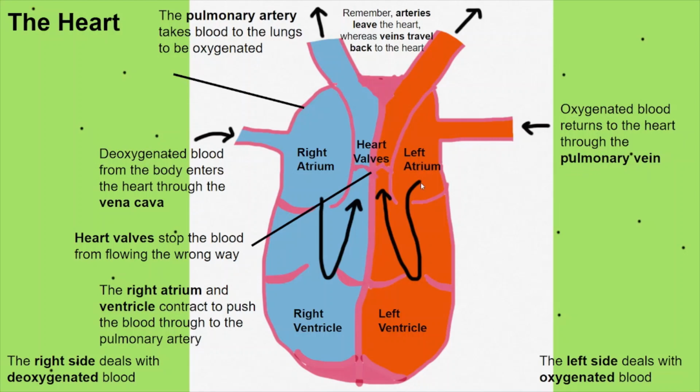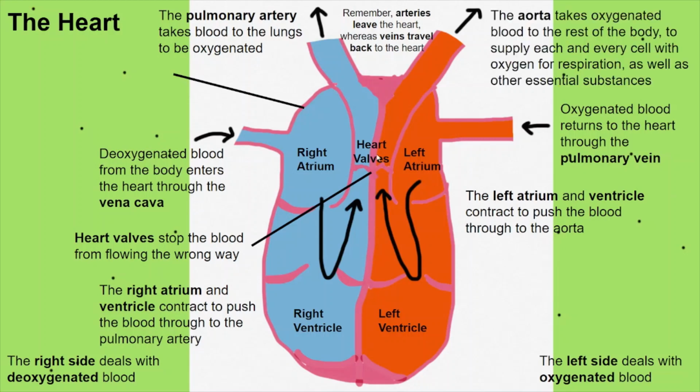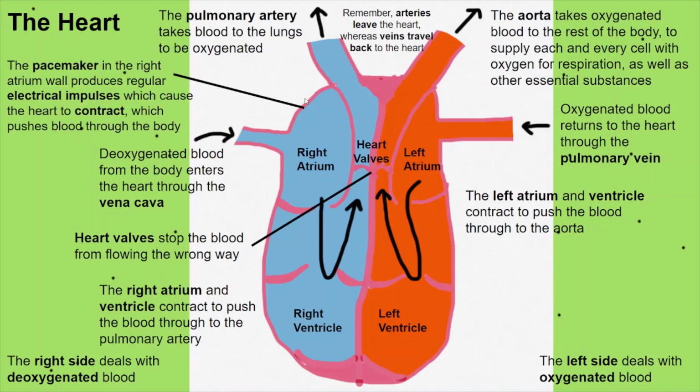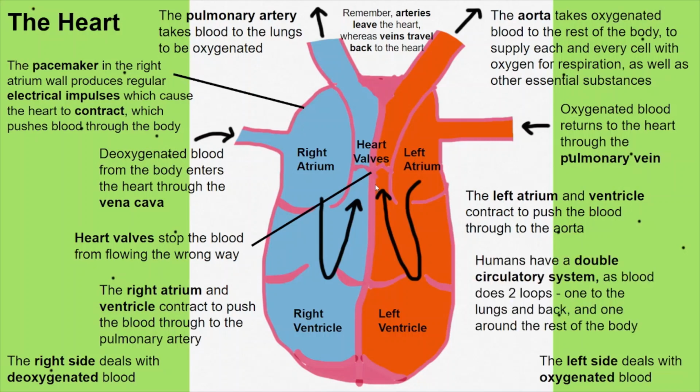And then obviously this goes through the left atrium and the left ventricle. They contract, they push the blood through, up through the heart valve to the aorta, and this takes the oxygenated blood to the rest of the body to supply each and every cell with oxygen, as well as all those other essential substances we'll look at in a bit. It also has a pacemaker in the wall of the right atrium, and this produces regular electrical impulses, which causes the atria and ventricles to contract, which pushes the blood through the heart and ultimately through the rest of the body as well. And with the blood going to the lungs as well as the rest of the body, we have a double circulatory system, as the blood does two loops.